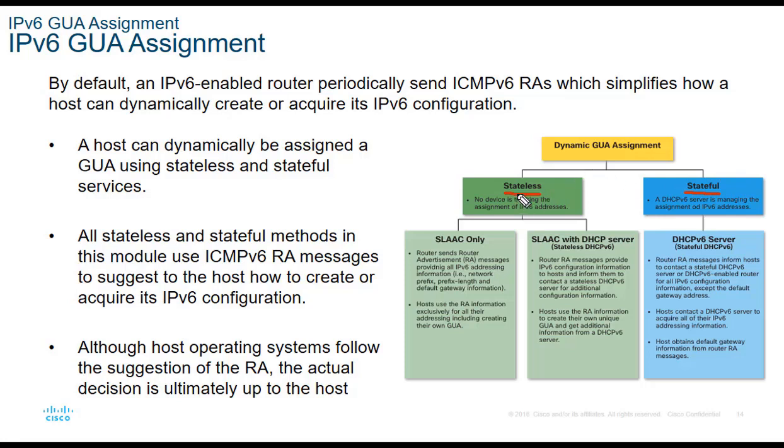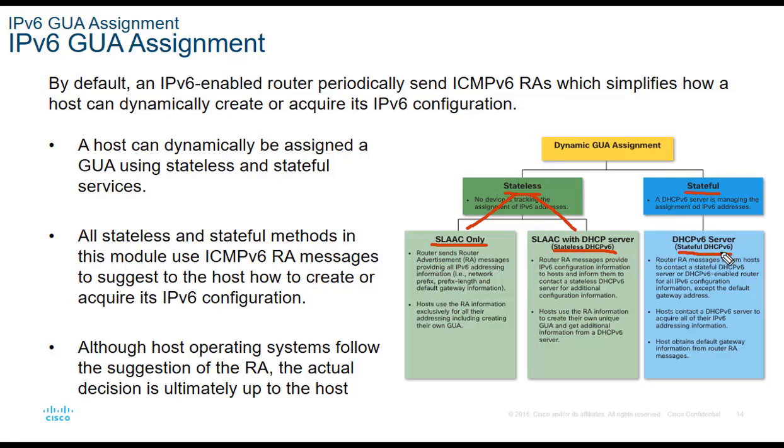And then under stateless, can you see we have two methods again? We can go SLAAC only, or SLAAC with a little bit of help from the DHCP server. This is known as stateless DHCPv6. On the other hand, you have stateful. We have a DHCPv6 server that is doing everything. This is known as stateful DHCPv6. So in other words, these are the three ways: SLAAC only, stateless DHCPv6, and stateful DHCPv6.